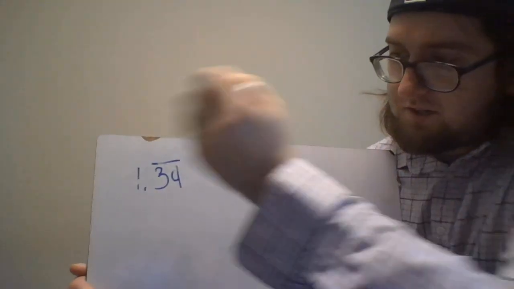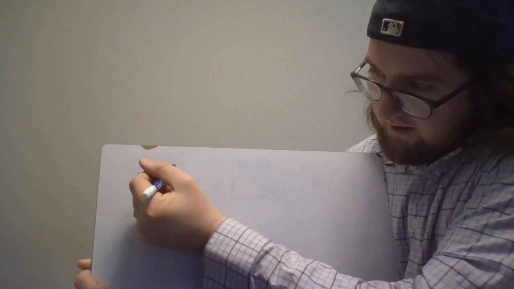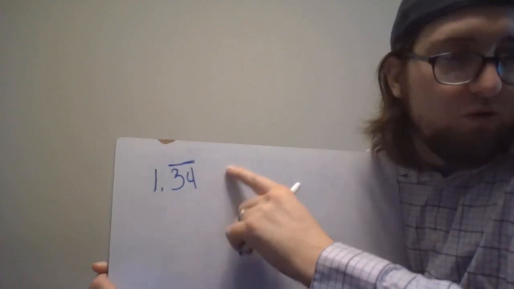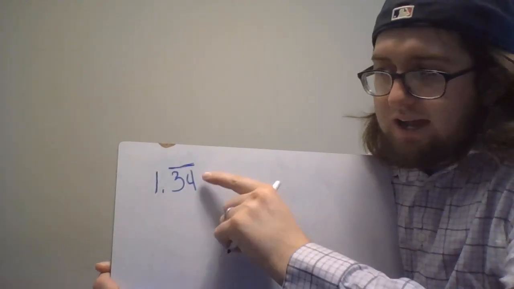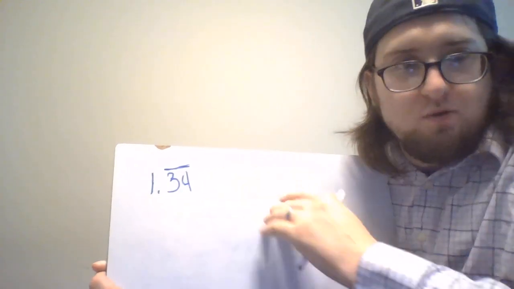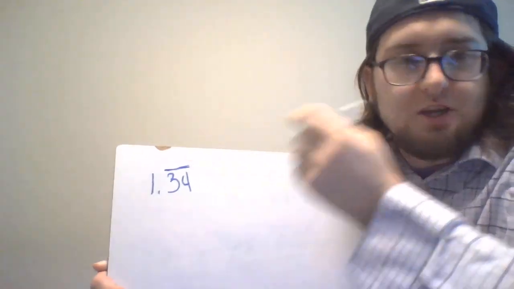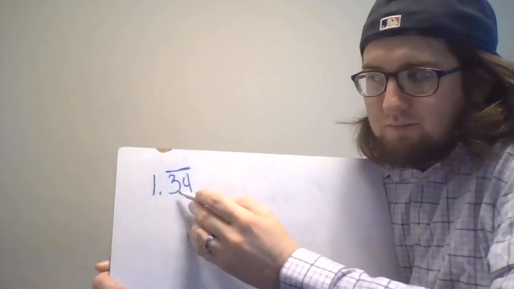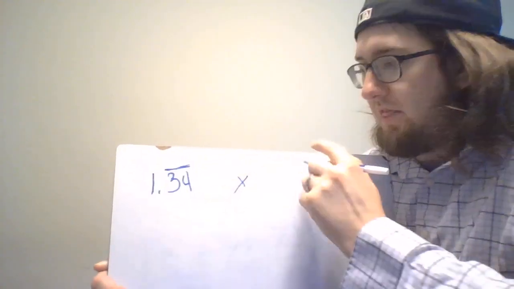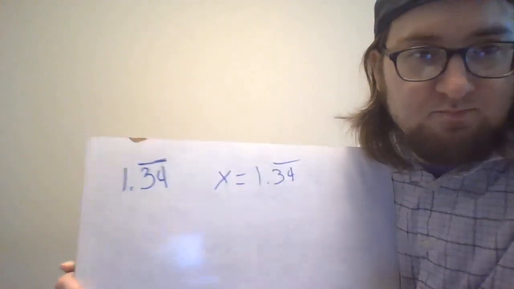My sausage link fingers kind of scrubbed some of the marker off back here when I was showing the last example. But let's say we have 1.34 repeating. Notice that the bracket is over the 3 and the 4. That means this would be 1.34, you get the point. So what do we have to multiply? Well, let's set x equals. You always start like this. x equals what the original number is. So 1.34 repeating.